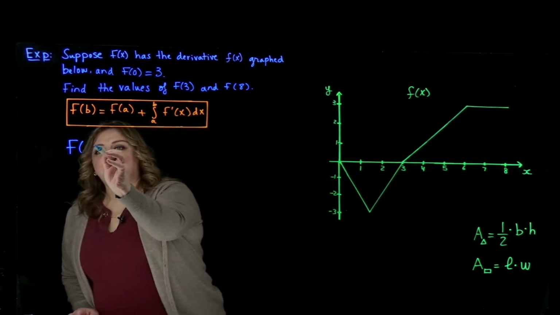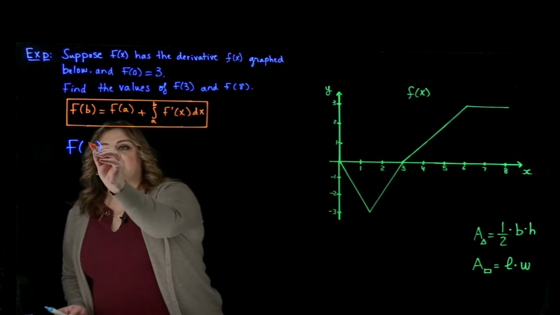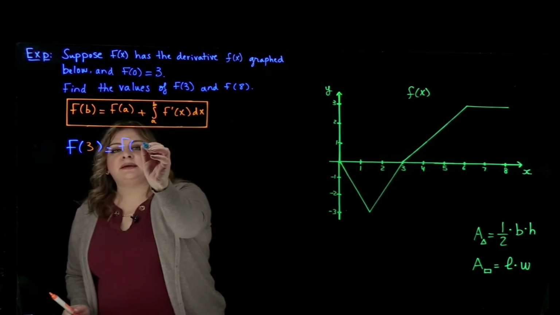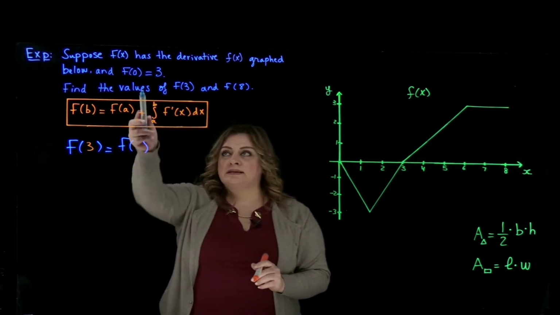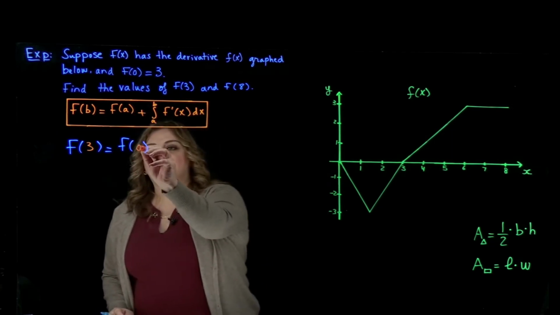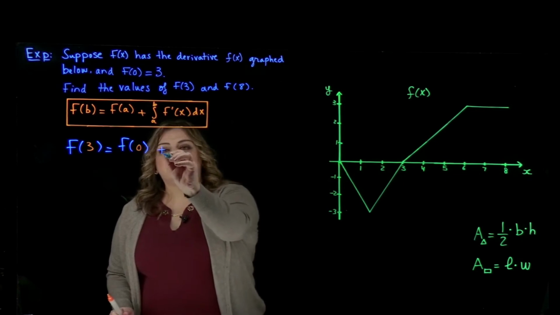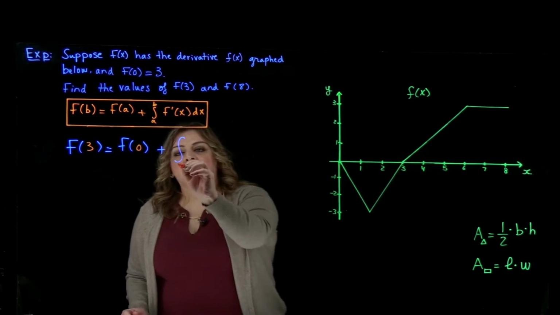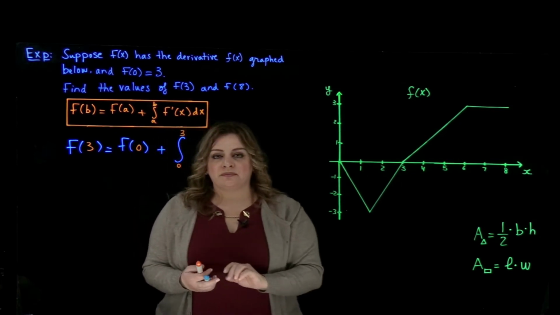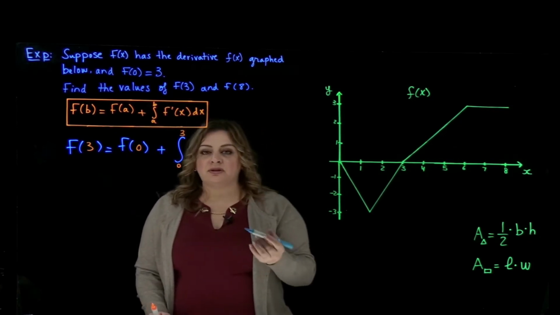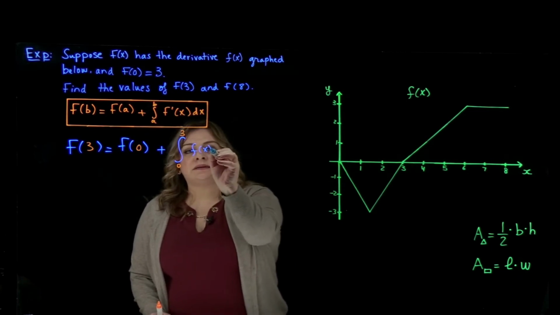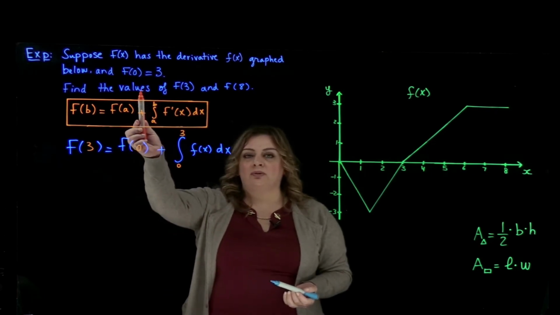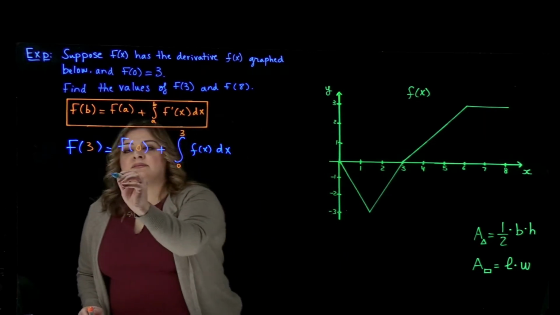Big F of 3, b here equals 3, equals big F of a, which is given to us to be 0, plus the integral from a to b, a is 0, b is 3, of the derivative function, which is little f of x dx. Substituting the value of big F of 0, it's given to us to be 3.